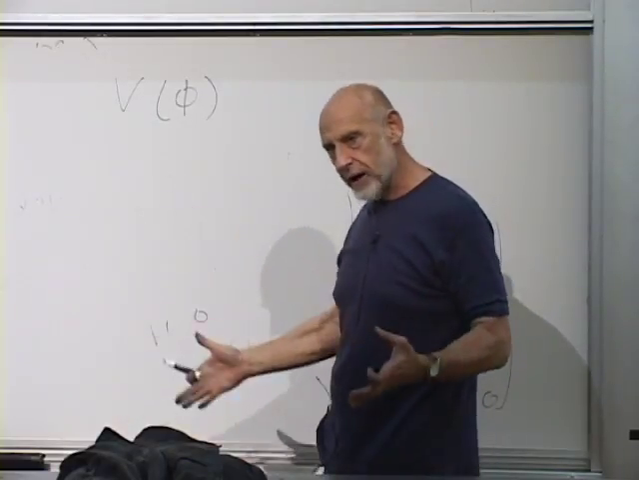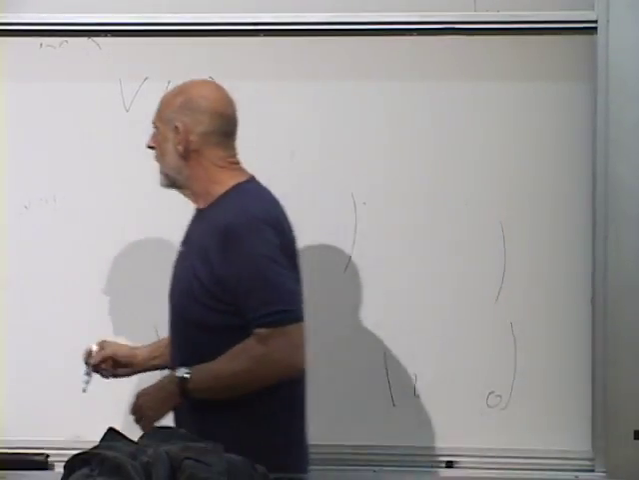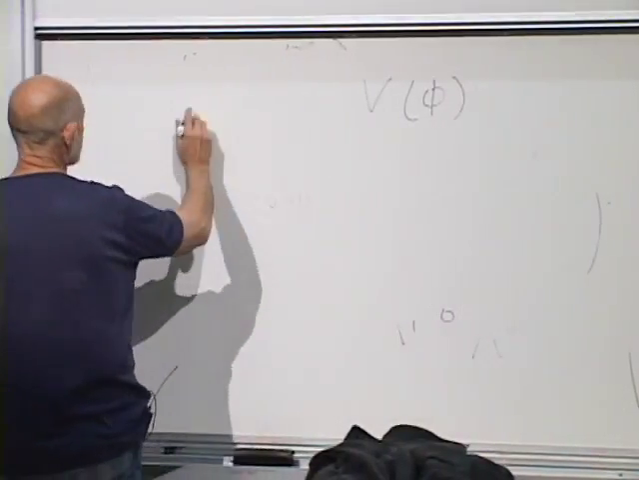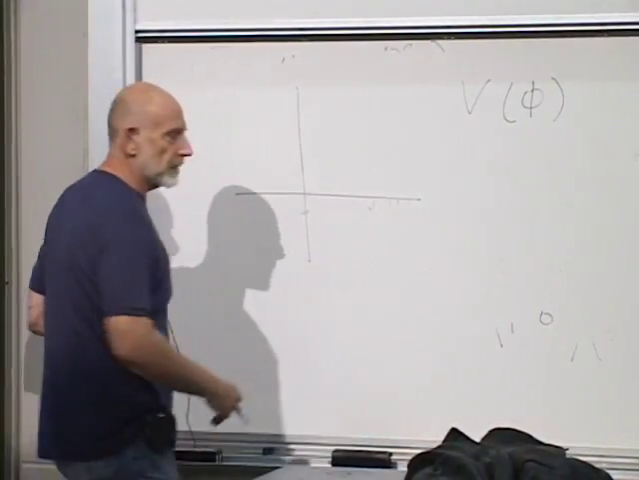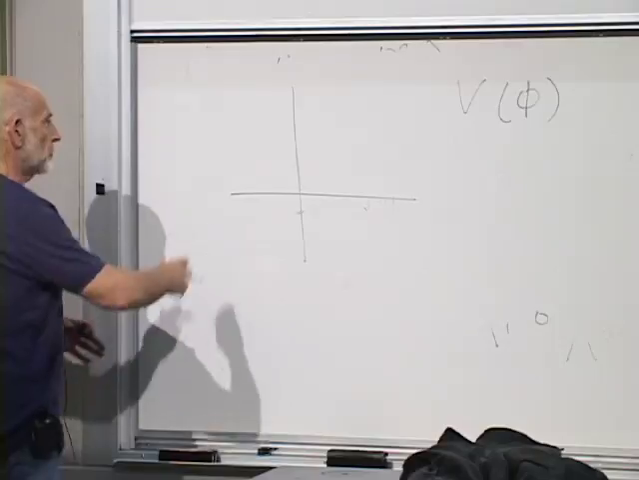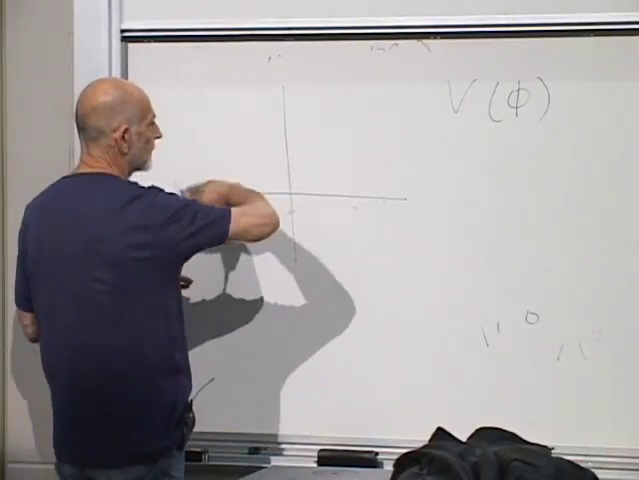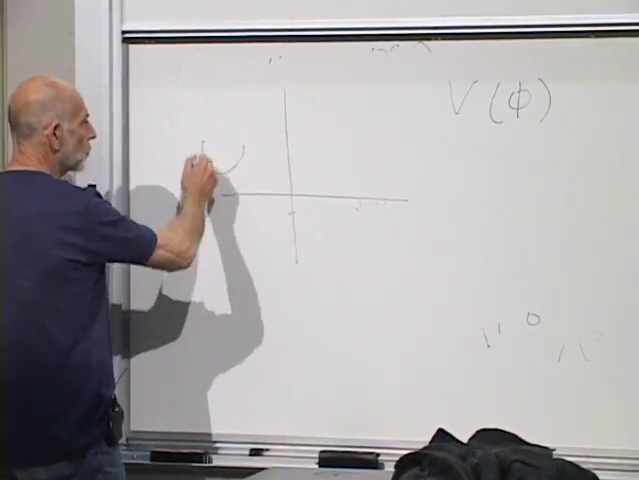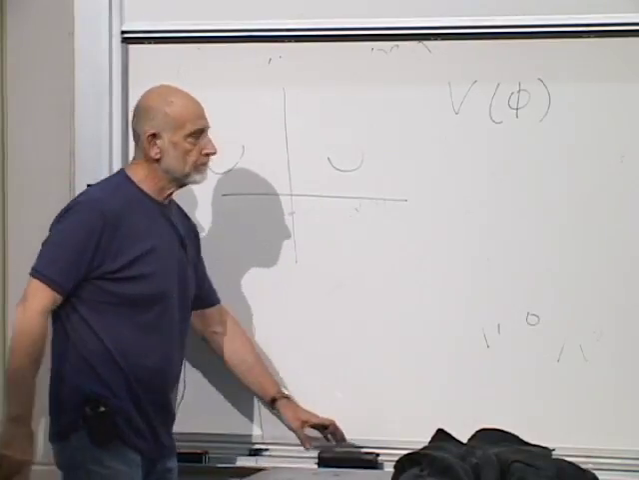There's a symmetry of phi becomes minus phi, it's symmetric. And that means that V of phi should be a symmetric function. Why I say that is not important right now. It's just true. So it means it should be a symmetric function on the left and right. If it has a bulge over here, it should have a bulge over here.